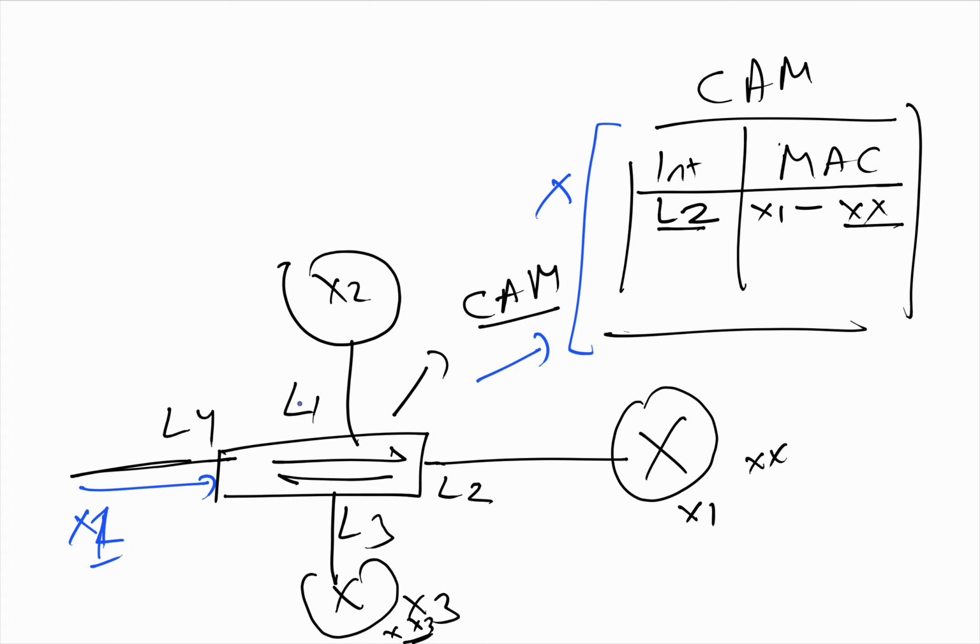Packet came, now it will not broadcast it because it has a CAM table. It will just send the packet across this. So a CAM table learns MAC addresses in two ways.